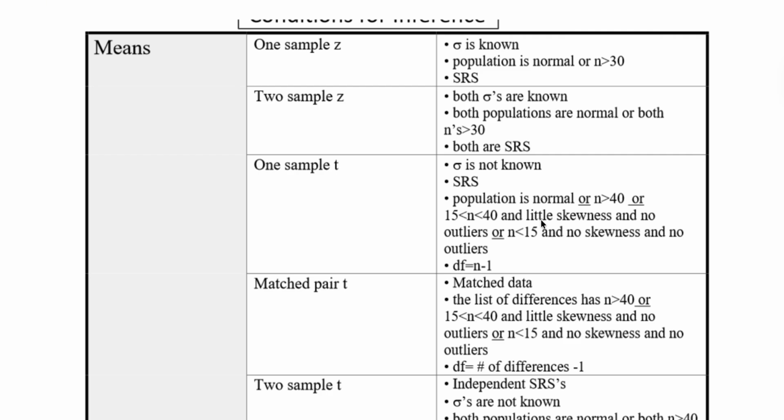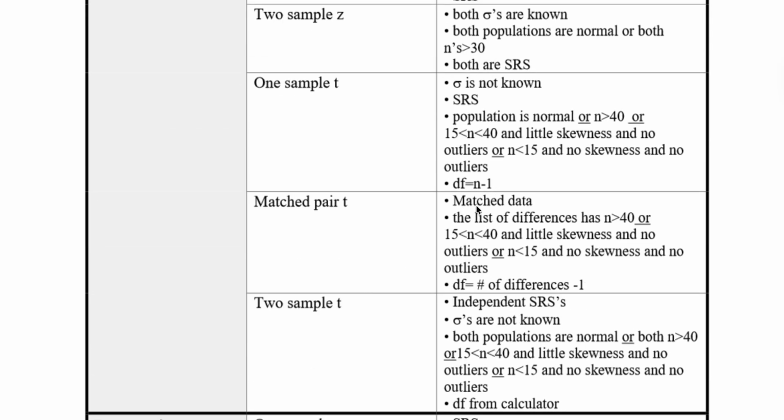One sample t, data is not known, SRS. Population is normal, or n is greater than 40, or n is between 15 and 40 and little skewness and no outliers, or n is less than 15 and no skewness and no outliers. So basically, the larger sample size you have, the more tolerance you can have on your graph.